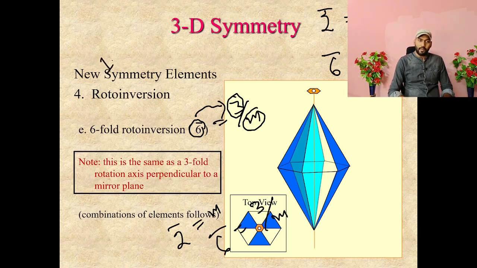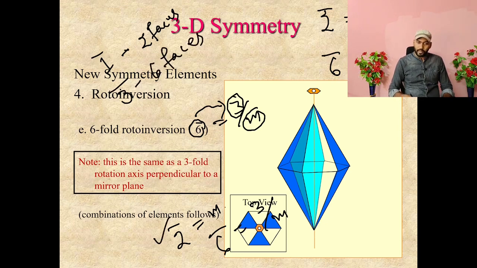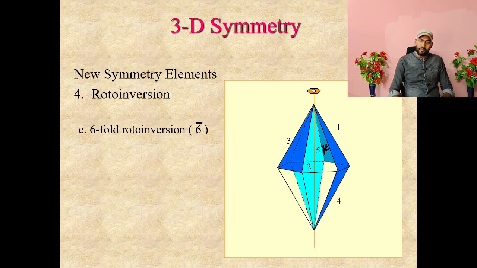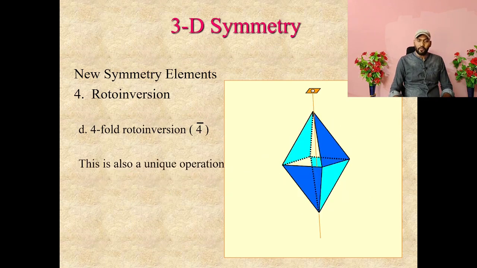When we take 1 bar, it will become two faces. When we take 3 bar, it will become six faces. When we take 2 bar, it will become m. When we take 6 bar, it will become 3 by m. And 4 bar is a disphenoidal class. Here also we have two faces. When we take 4 bar, there also we have two faces, but here there is no mirror plane.